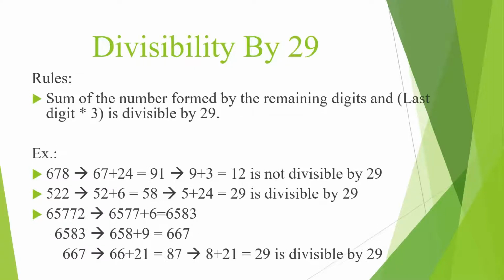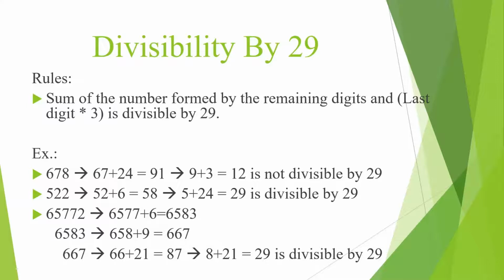Now let us see another number, 29. Here also we will ignore the last digit and consider the remaining digits, and the last digit will be multiplied by 3, and we will add it up. The total number should be divisible by 29. If it satisfies that condition, then the whole number will be divisible by 29.